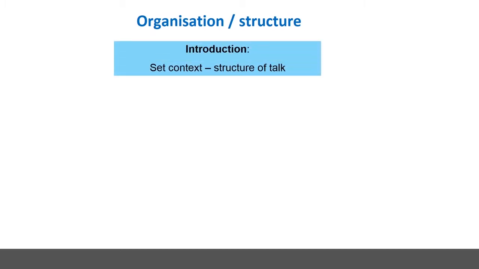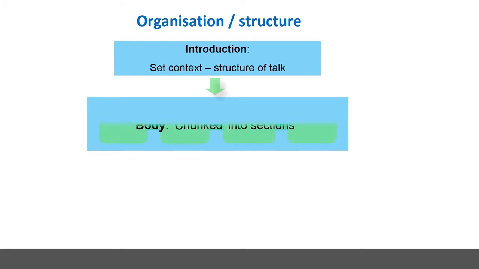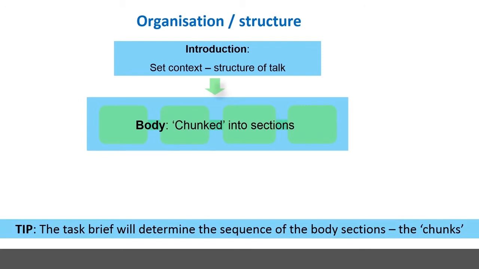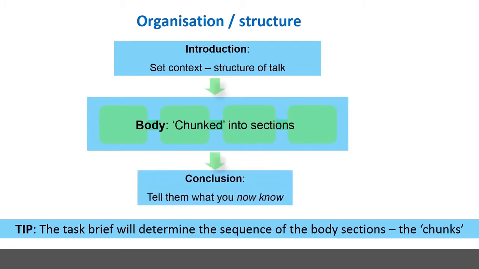In terms of organization and structure, oral presentations have three parts to them. The first part is the introduction, where you set the context and you give the structure of the talk. The middle part is the body, and the body, importantly, is chunked into sections. Those sections, that sequence of those chunks, will be determined by the task brief. That's why it's important to read it carefully. Next and last is the conclusion, where you tell them what you now know.